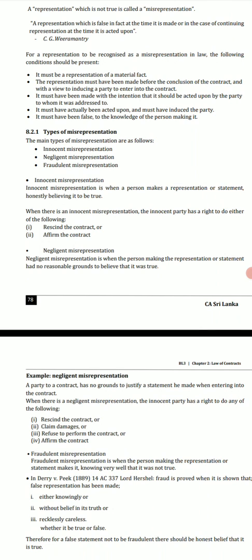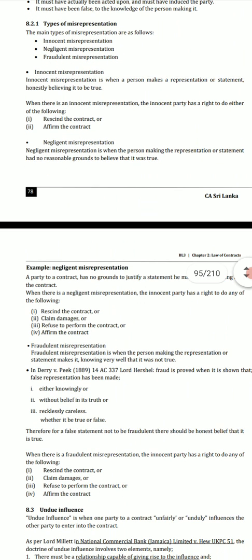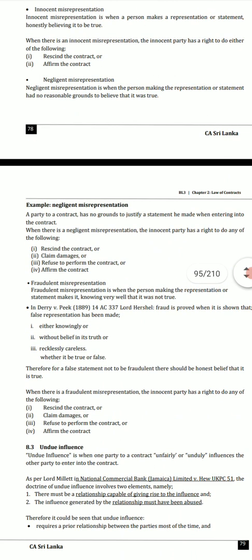So you're asking for some sort of forgiveness in this sense. Negligent misrepresentation is when the person making the representative statement had no reasonable grounds to believe that it was true. So that means you have been fooled. Examples of remedies: rescinding the contract, claiming damages, refusing to perform the contract, or affirming the contract. A party to a contract has no ground to justify a statement he made in the contract. There is negligent misrepresentation. The innocent party has a right to do the following.